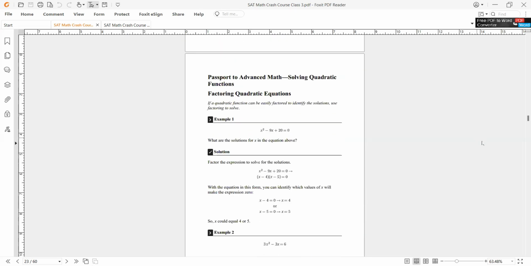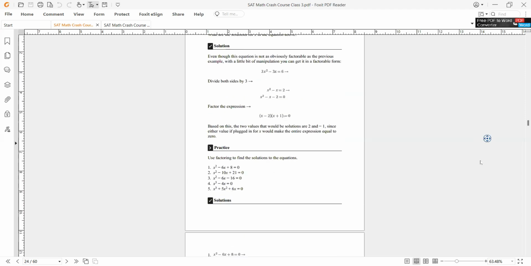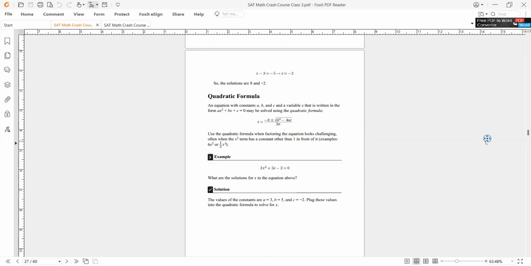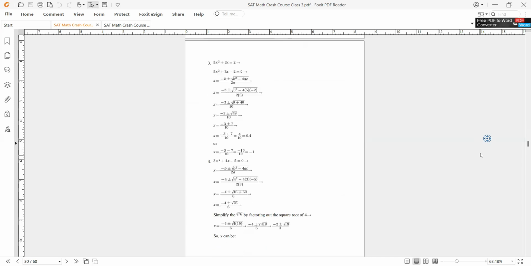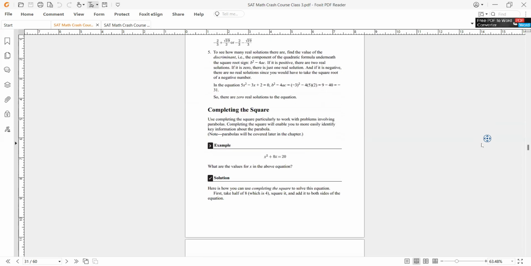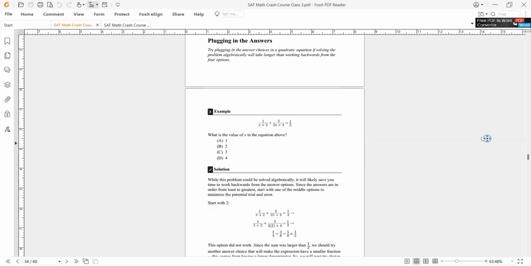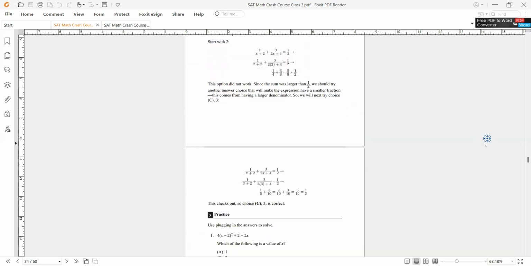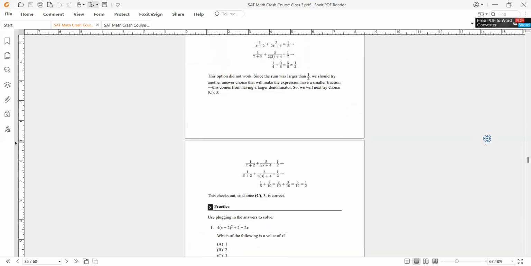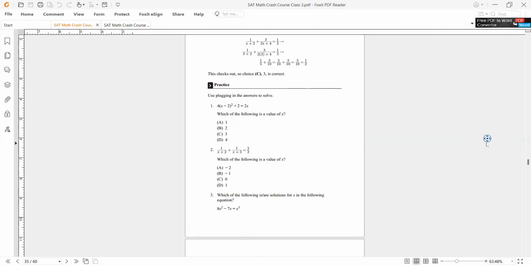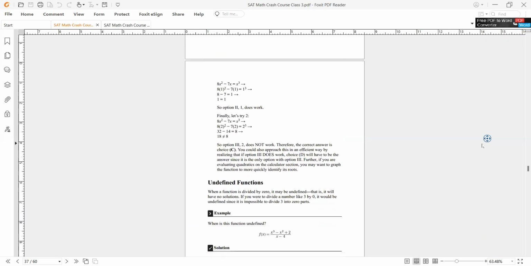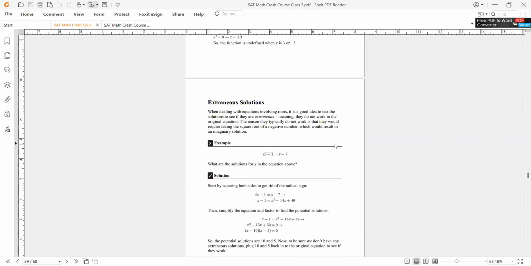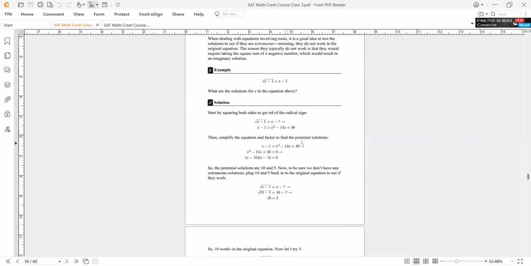Solving quadratic functions. We have solved quadratic functions, in which you are really a master. You are really a boss of the quadratic formula. You know it better than me. Then completing the square, but it's maybe not that effective all the time. Plugging in answers is effective in some cases where solving the problems is pretty time consuming. That's a very efficient technique. Then undefined functions, which I discussed earlier, and last but not least, the extraneous solution.